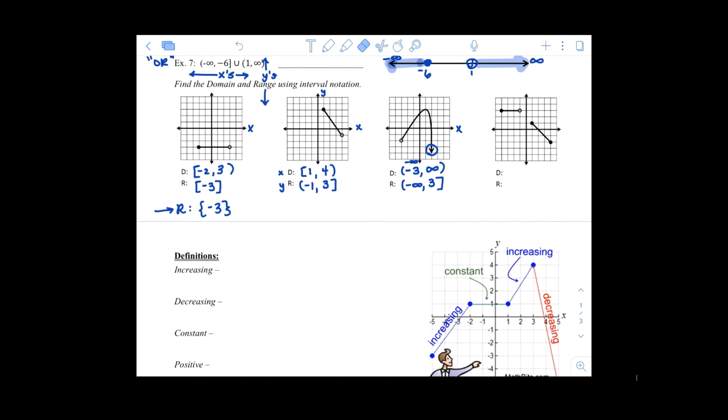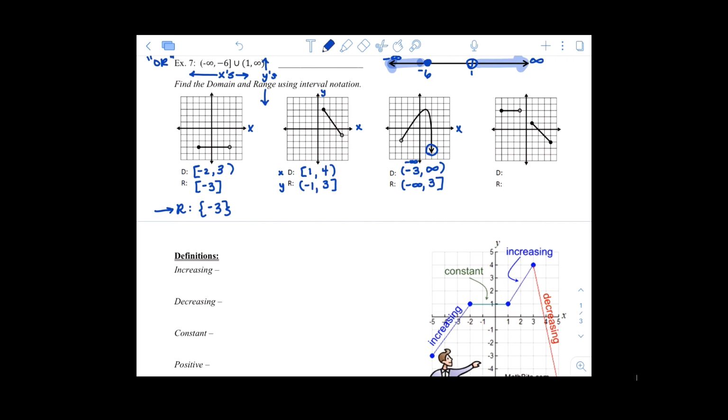Now, how do you know it touches positive 3? Well, the biggest takeaway is that there clearly is not an open circle right there. If that were open, it would be obvious, so we get to assume it's closed. And of course, closed means put a bracket on it.